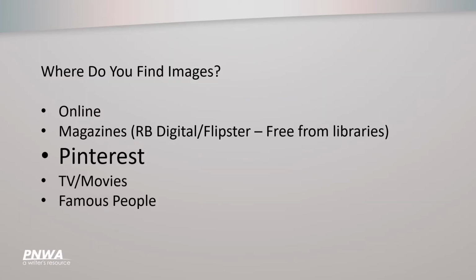Where do you find images? Well, if you think about it, images are all around us. You can search online using good old Google or any other online search engine. You can use magazines. And because I work for the library, I'm going to do a commercial. RB Digital and Flipster are magazines online available free from libraries. I have to confess, I am a Pinterest addict. I love Pinterest so much that I use it as a reward for writing.